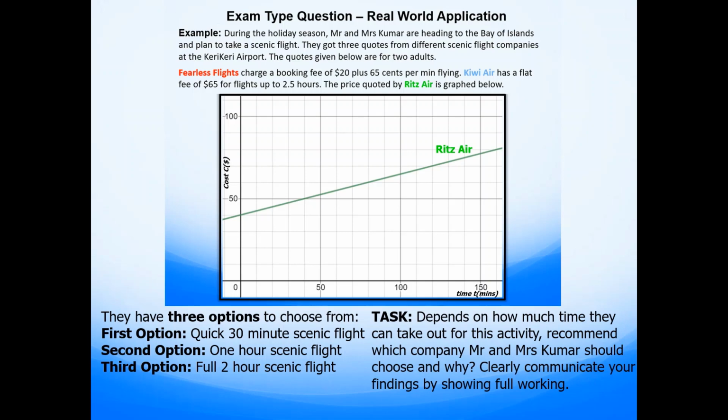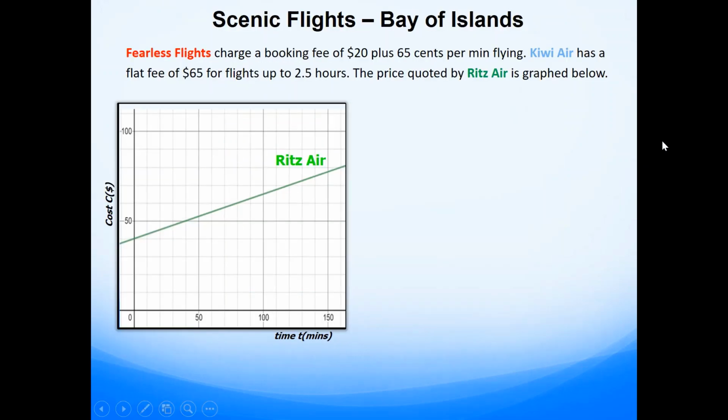So what you need to do in this task, depending on how much time they can take out for this activity, is recommend which company Mr. and Mrs. Kumar should choose, and give a reason why. You will need to clearly communicate your findings by showing full working. So your assessment will look similar to this, and in this video I will just focus on the achieve bits, and then in the next video we will look at what's required for merit and excellence. So to answer this problem, we'll start off with the graph that's given to us.